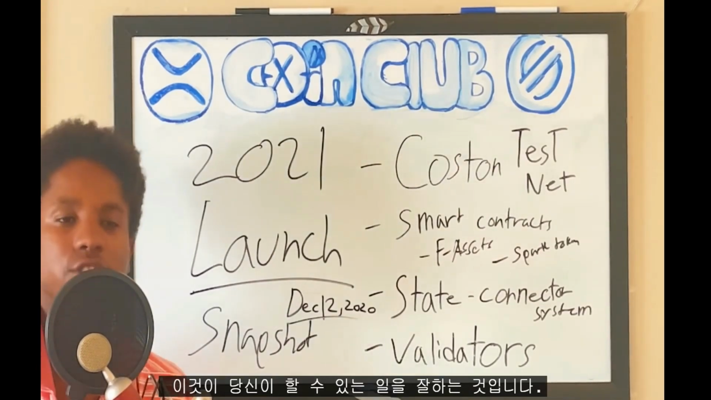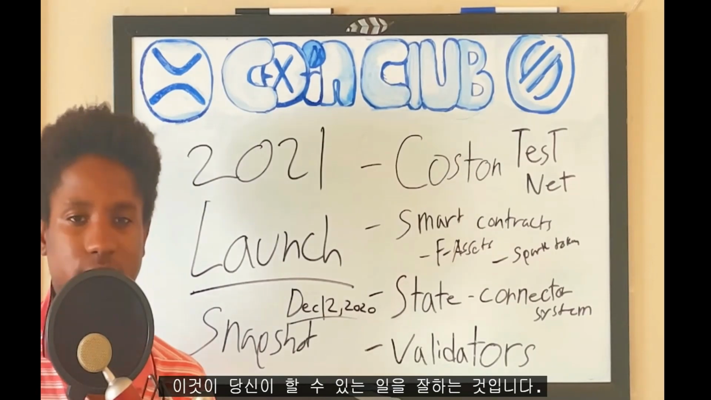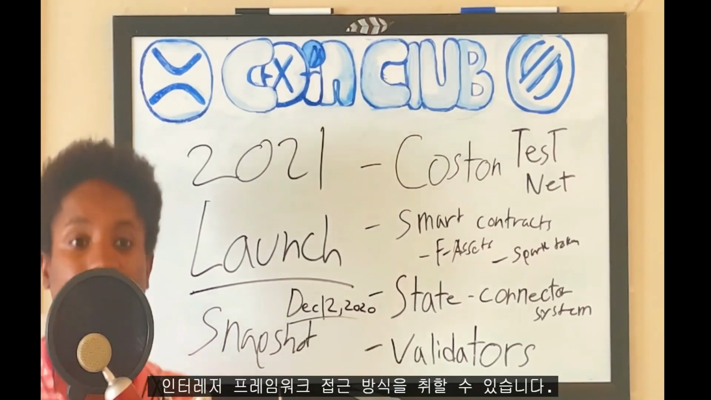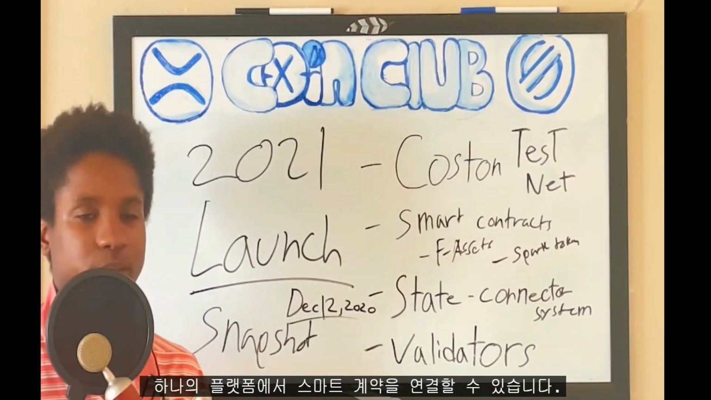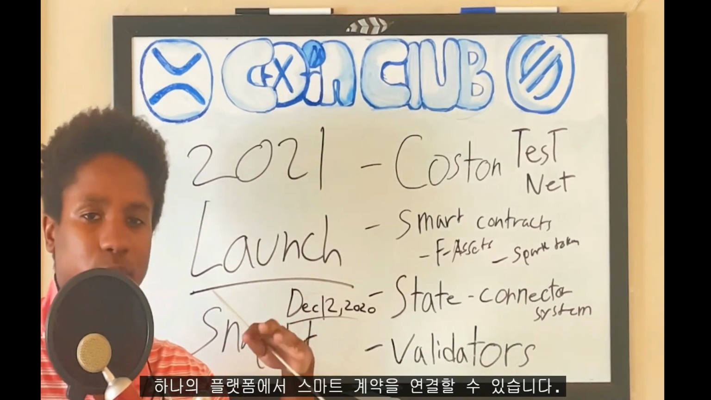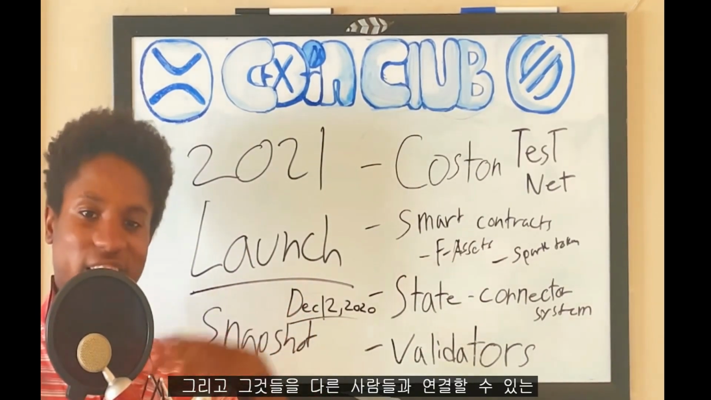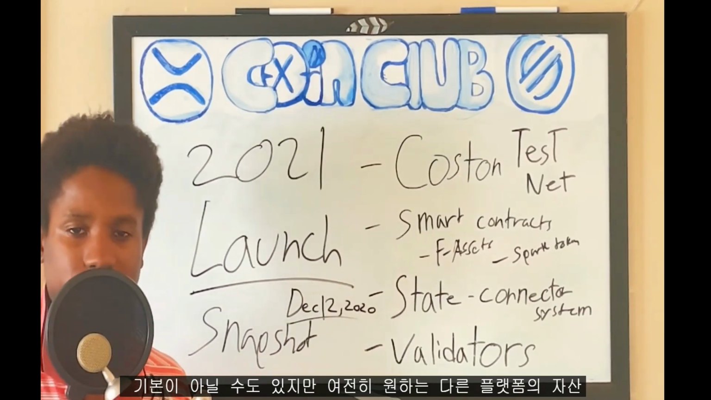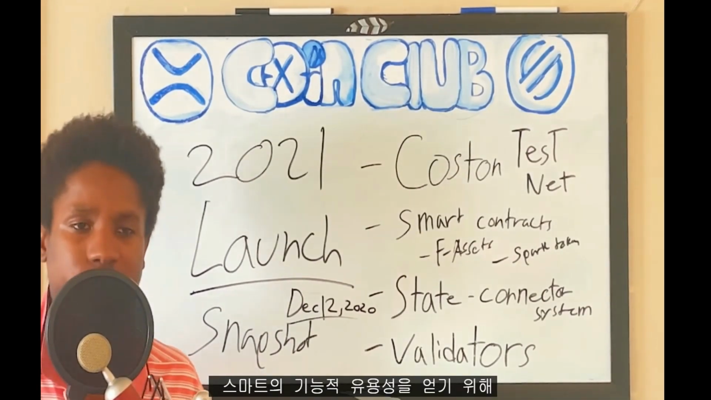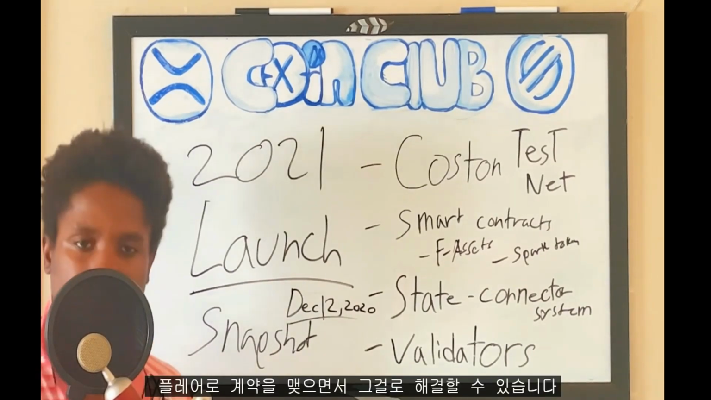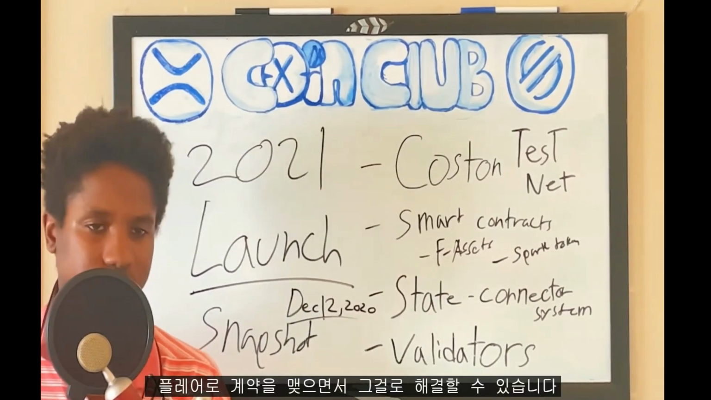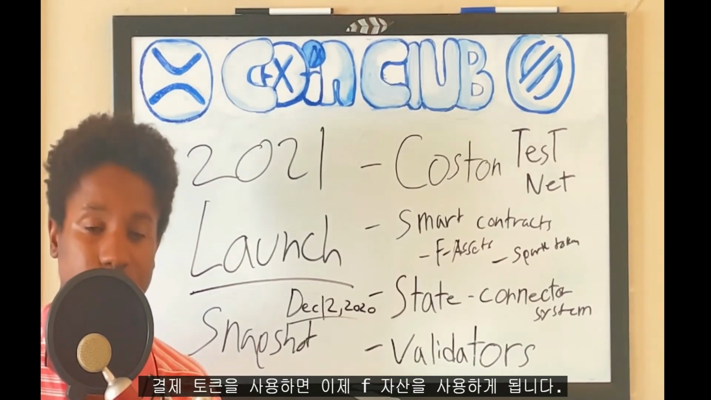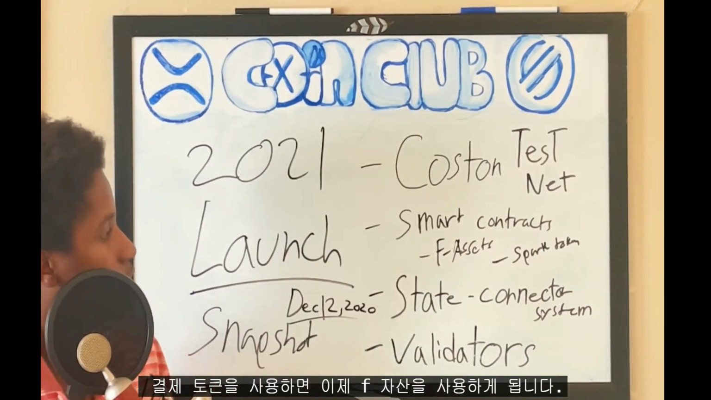Now, what does this allow you to do? Well, it allows you to take an interledger framework approach to connect smart contracts on one platform with other assets on other platforms that may not necessarily be native, but you still wanted to get the functional utility of the smart contracts on Flare while being able to settle with that off settlement token. So you end up using F assets.